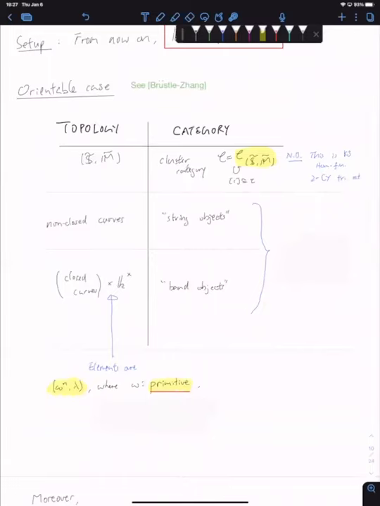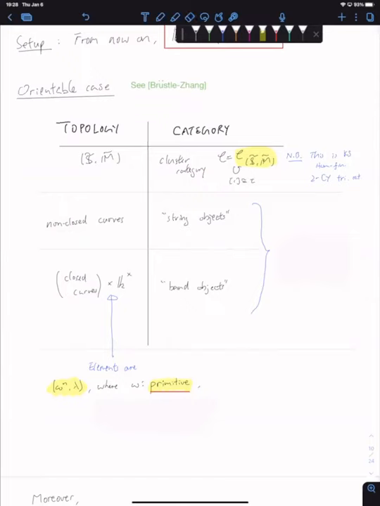As I said in the beginning, if you have an orientable surface, then you get a cluster category. This is a specific kind of Hom-finite 2-Calabi-Yau triangulated category. This category has some special property, namely that if you consider all the non-closed curves, then they correspond to a certain type of indecomposable objects, which I would call string objects. And then there is another class of indecomposable objects called the band objects. They correspond to closed curves equipped with some non-zero scalar.